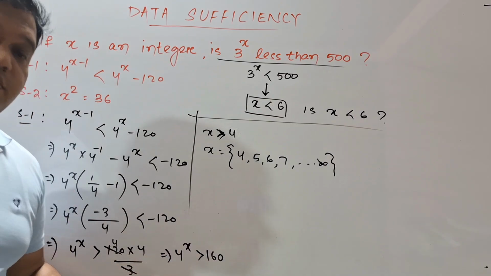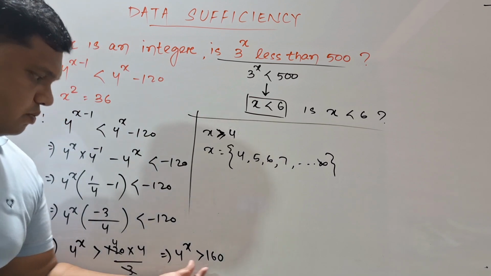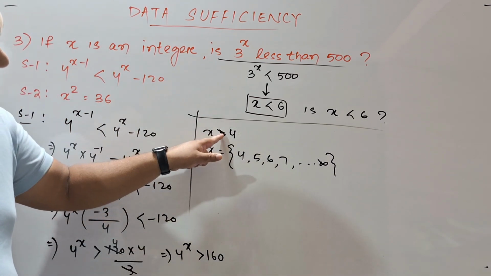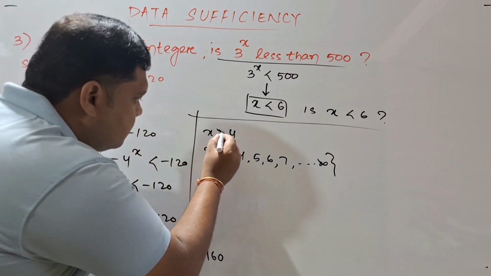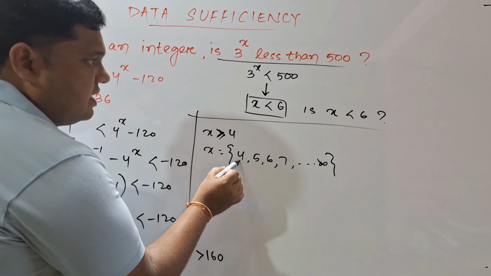4 cube is 64. 4 to the power 4 is 256. So 256 is greater than 160. So x is greater than or equal to 4, with the equal to symbol. Done.